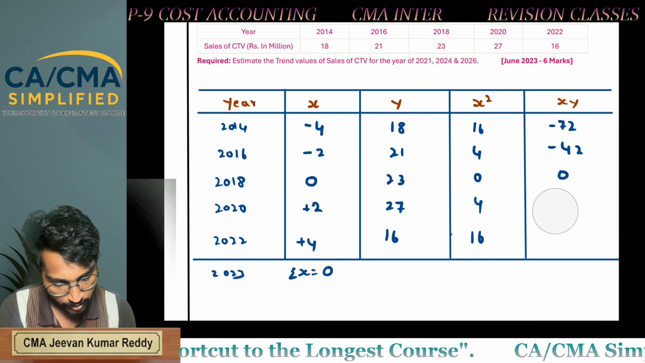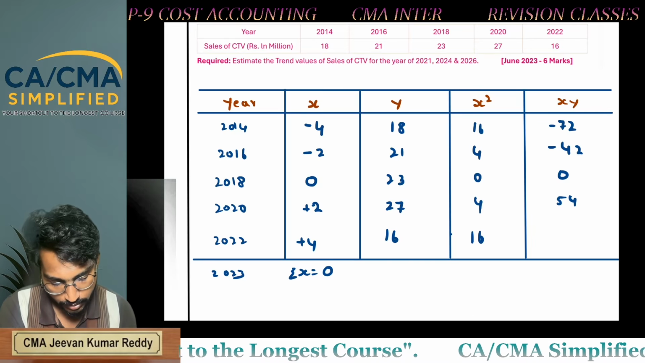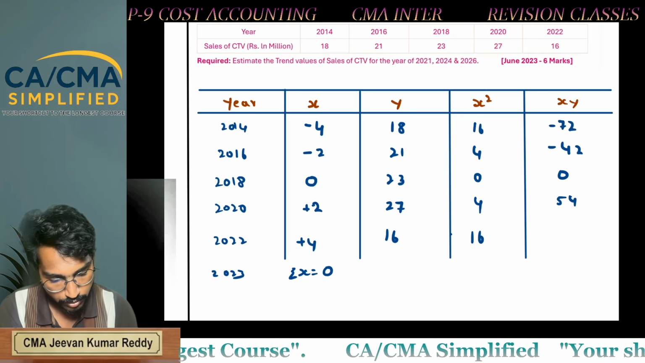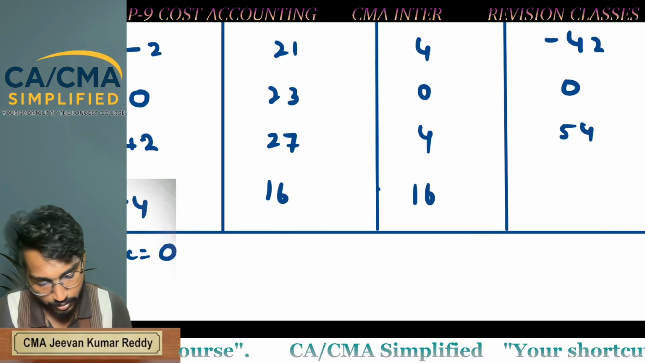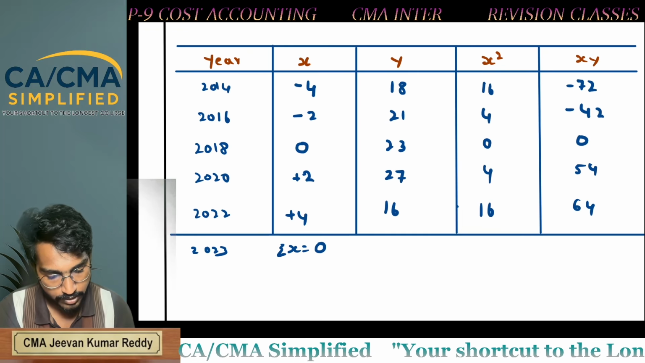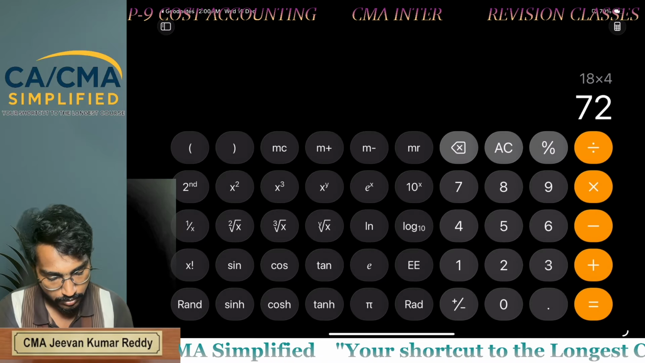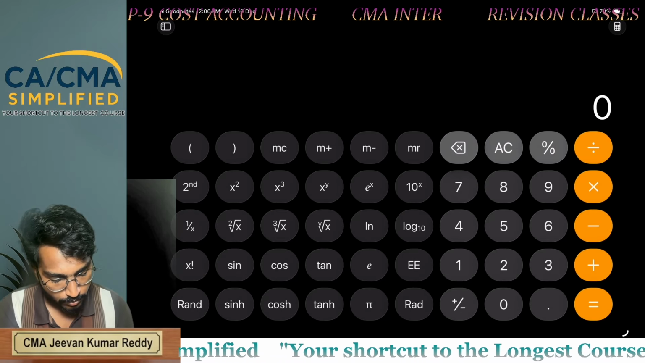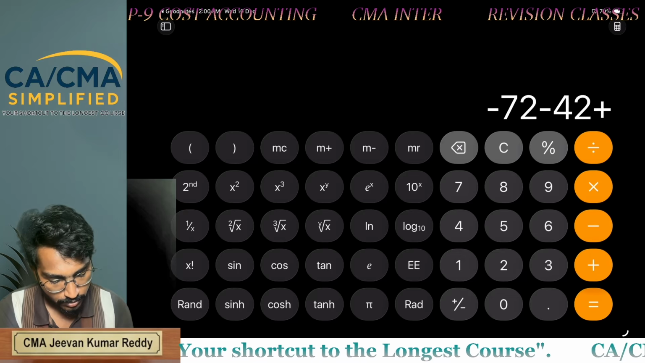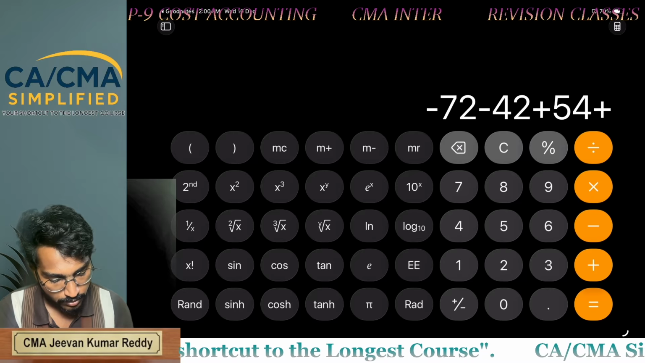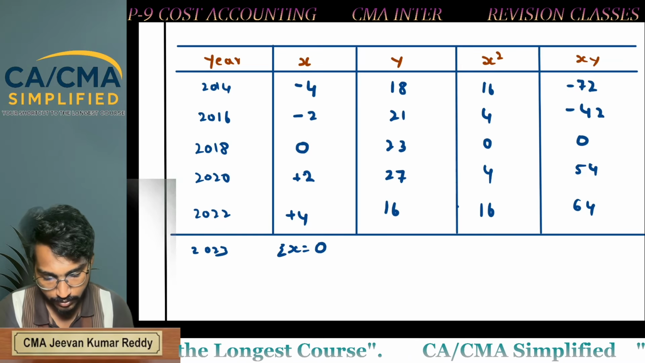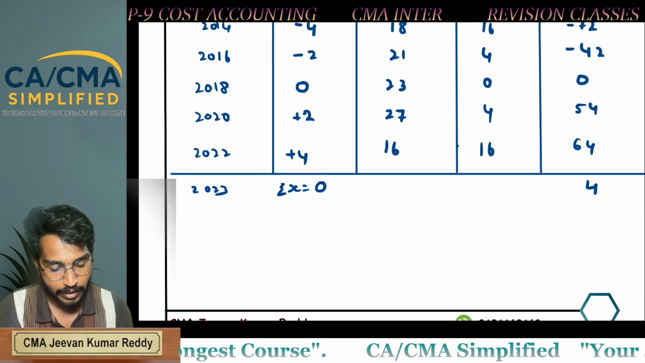Next plus 54. Next 16 into 4, that is 64. Now what is the value of summation xy? -72 minus 42 plus 54 plus 64. That is 4. Summation xy is 4.